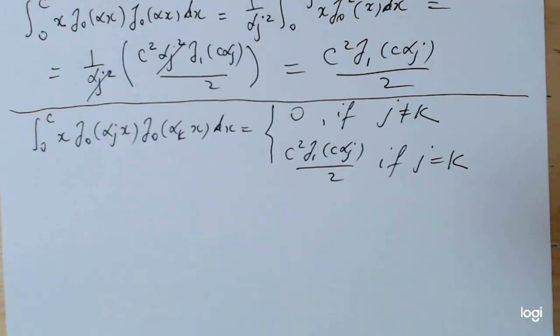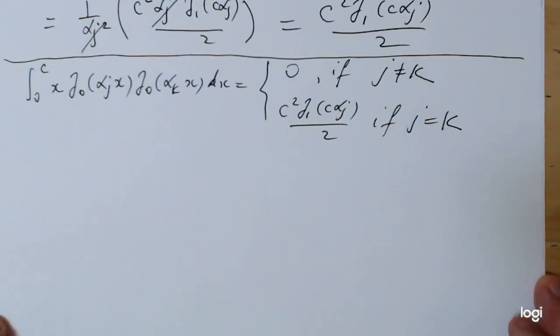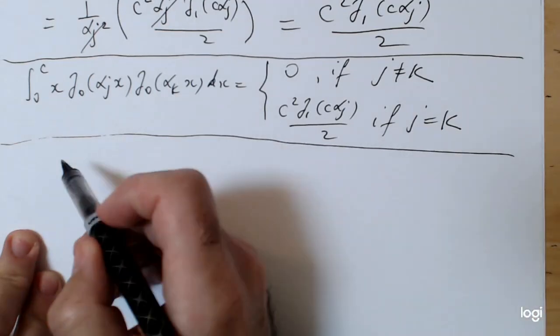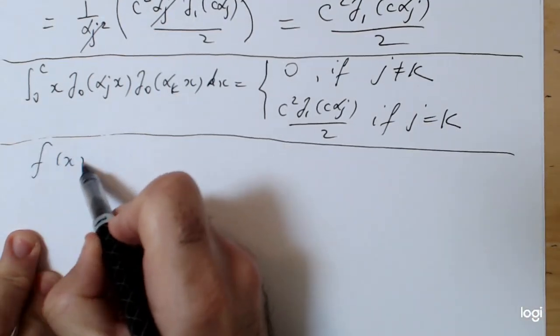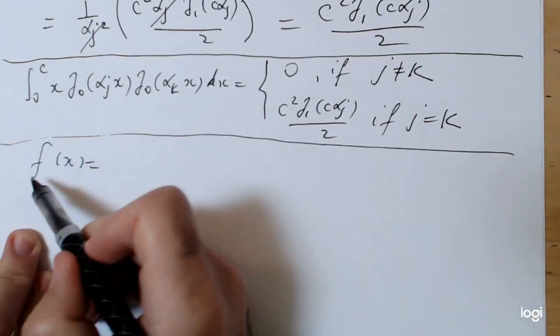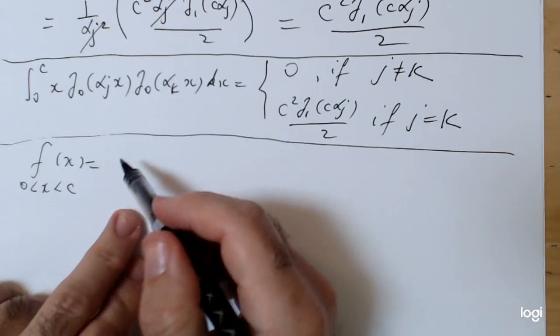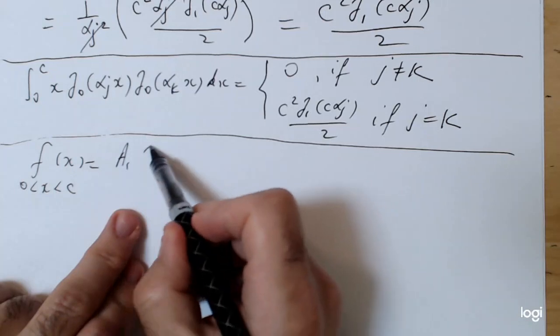So let's conclude our lecture for today with the main idea on how this leads to Fourier Bessel series. In the process of solving a boundary value problem, you will need at some point to write your function on the interval 0 to c in terms of some series of Bessel functions.